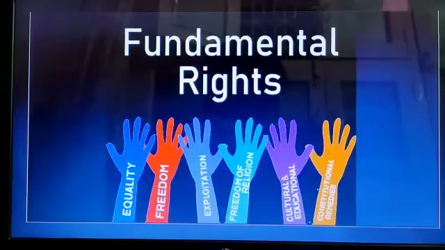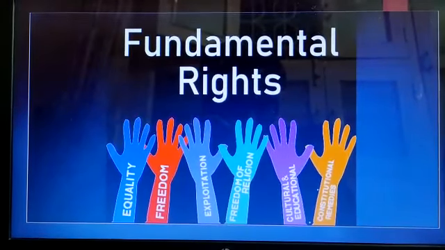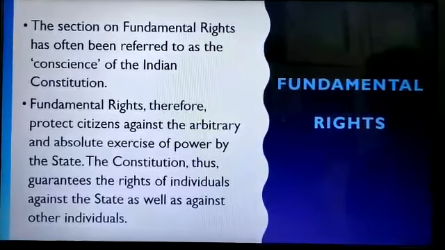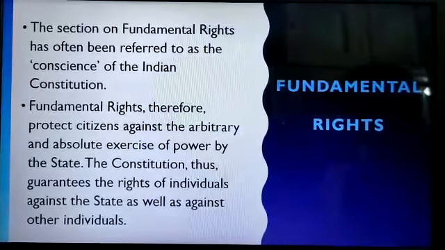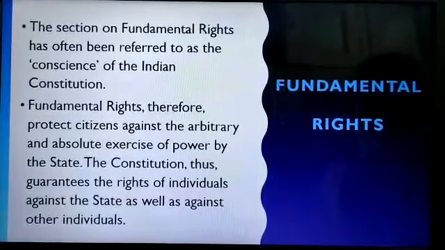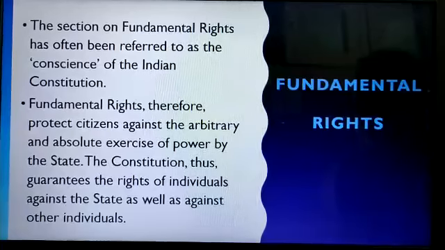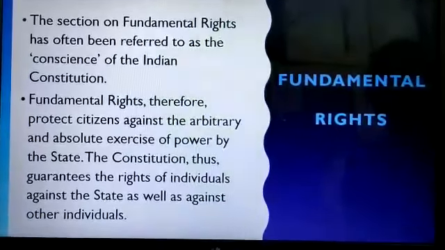Let us now talk about the most important topic, fundamental rights. The section on fundamental rights has often been referred to as the conscience of the Indian Constitution. Fundamental rights, therefore, protect citizens against the arbitrary and absolute exercise of power by the state. The Constitution thus guarantees the rights of individuals against the state as well as against other individuals.